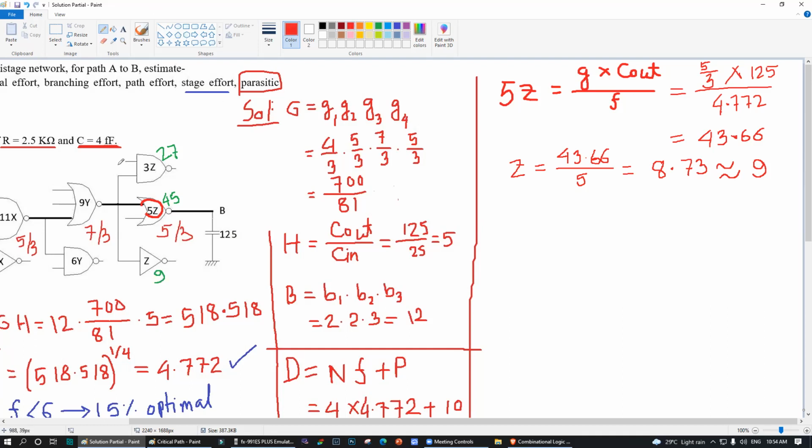Now come to the value for what? 9y. Again, 9y will be the same formula, into C out divided by F. What is the value of G for this one? 7 by 3. 7 divided by 3 into C out. What is the C out for this one? Remember, I told you before, C out is the connected things. What are the things connected with this one? 45, 27, and 9. Exactly, 45, 27, and 9.